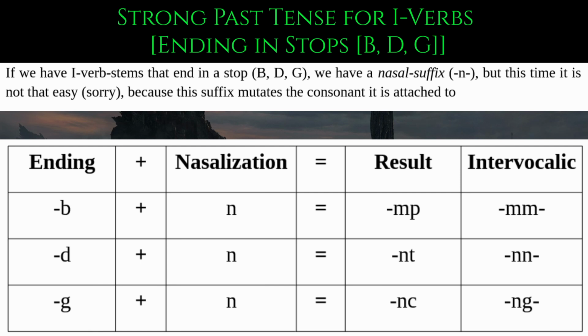We have the endings b, d, g, plus the nasalization n. The normal result will be b plus n becomes mp, d plus n becomes nt, and g plus n becomes nk. Now, if it is intervocalic, which means if it is between two vowels, b plus n becomes m, d plus n becomes n, and g plus n becomes ng. Easy enough.